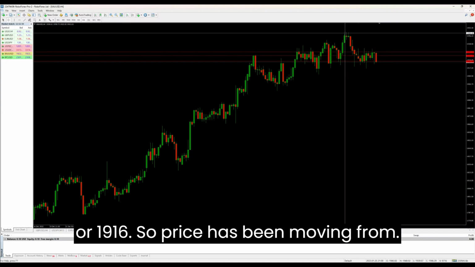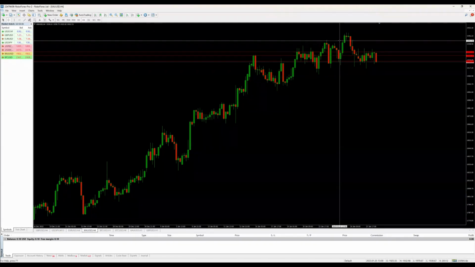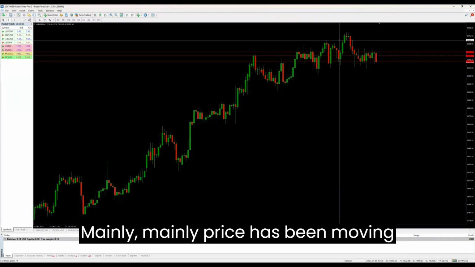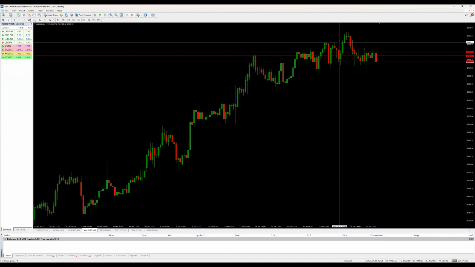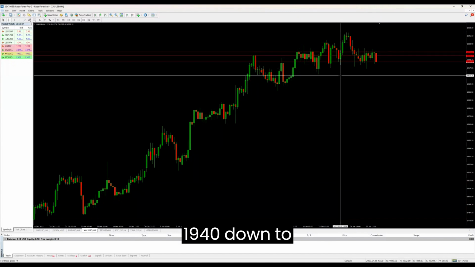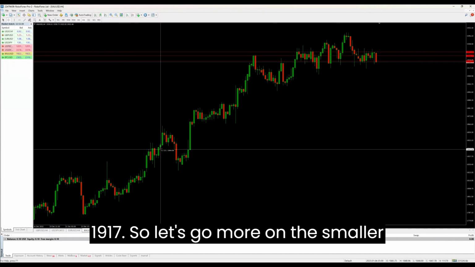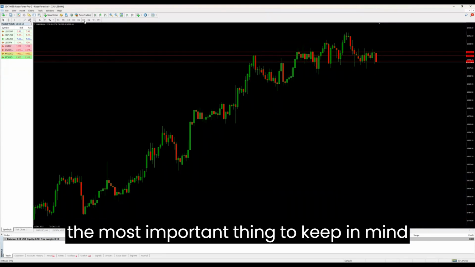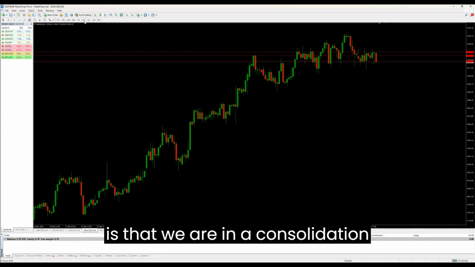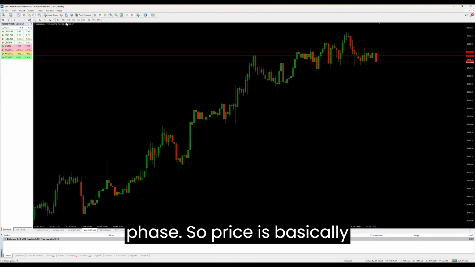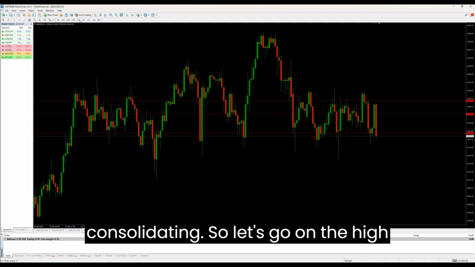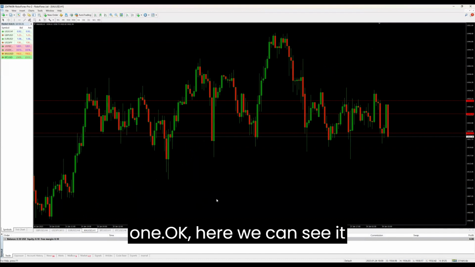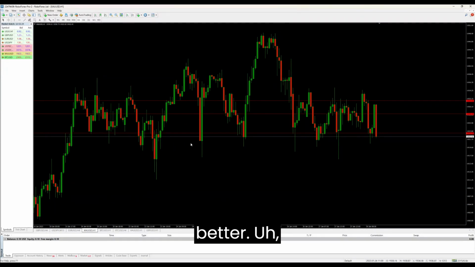So price has been moving mainly from 1940 down to 1917. So let's go more on the smaller time frame and see what's happening. But the most important thing to keep in mind is that we are in a consolidation phase. So price is basically consolidating. So let's go on the H1. Okay, here we can see it better.